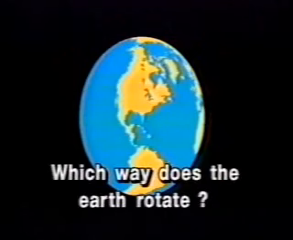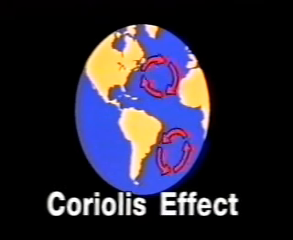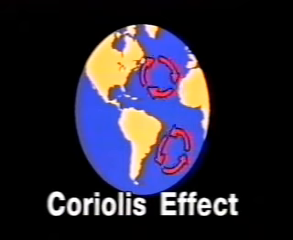Think for a moment. Which way does the Earth rotate? The Earth rotates on its axis from west to east. Because of this, the winds in the northern hemisphere curve to the right, and the winds in the southern hemisphere curve to the left. Scientists call this wind shift the Coriolis effect.